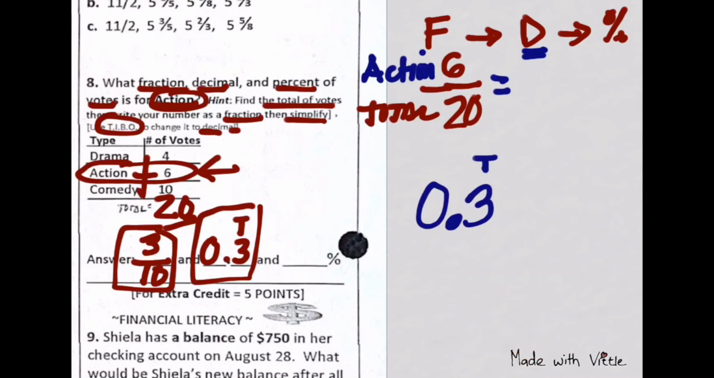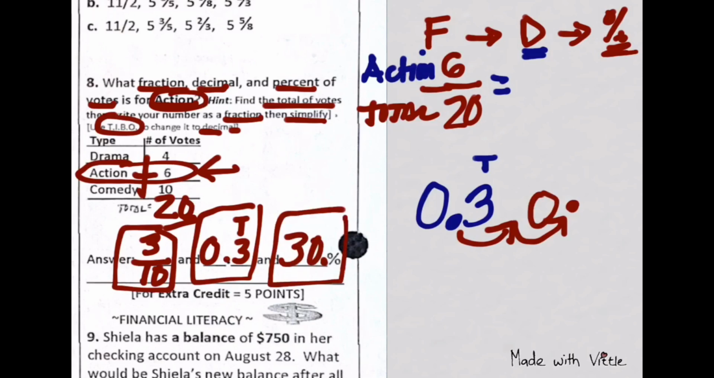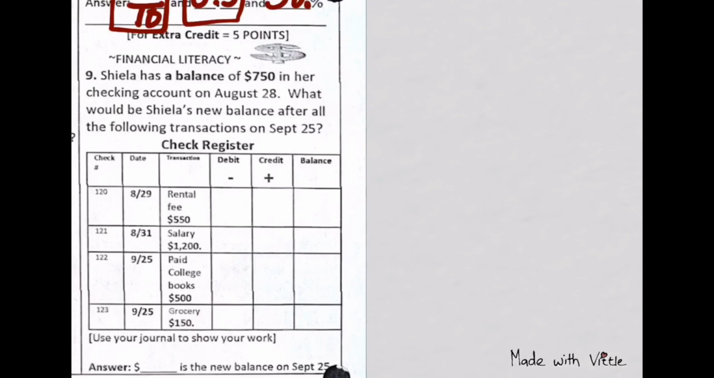Now how do we change that 3/10 into a percent? We have to move the decimal point twice to the right. Add a 0 on the place that doesn't have a digit. Therefore, it's 30%. Okay, now item number 9.